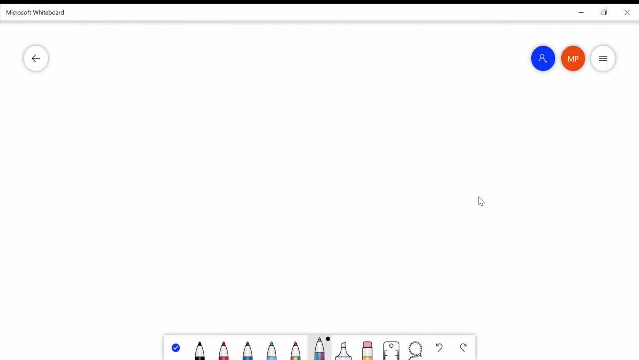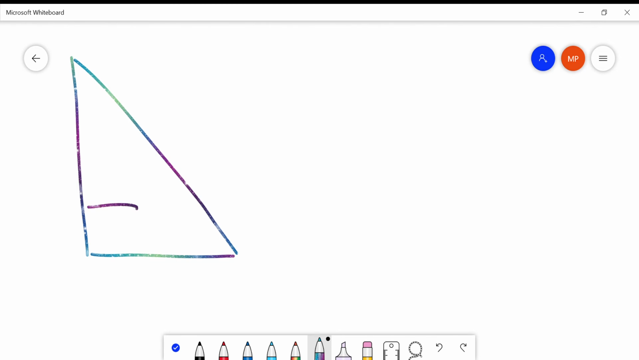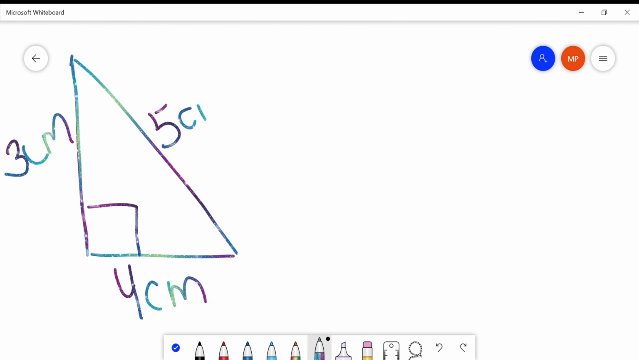So, first we will prove this property. This is a right angle triangle. I'm not drawing it to scale as of now, but it's a fair right angle triangle. So this is the perpendicular, the standing line. Now let's take the perpendicular to be 3 centimeters. Alright, let's take the base to be 4 centimeters. And let's take the hypotenuse to be 5 centimeters. Now let's actually prove this property.